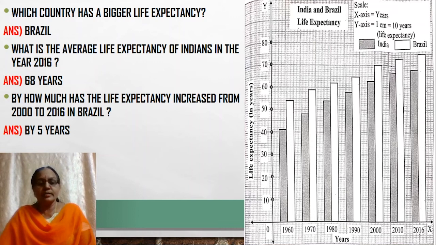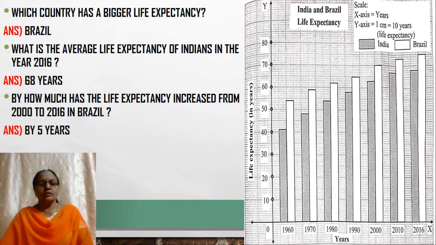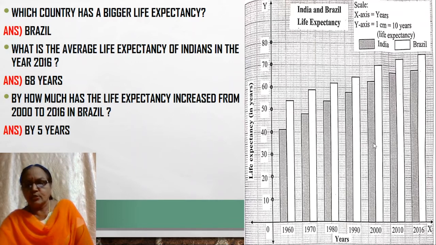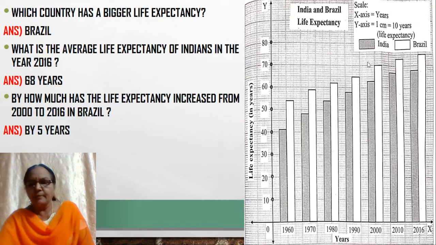By how much has the life expectancy increased from 2000 to 2016 in Brazil? So, this is 2000 in Brazil. It is 70. In the year 2000, the life expectancy was 70. And in 2016, so here we are taking it as 5, that is 75. In 2000 it was 70, and 2016 it was 75. So minus that, 75 minus 70 is equal to 5 years.